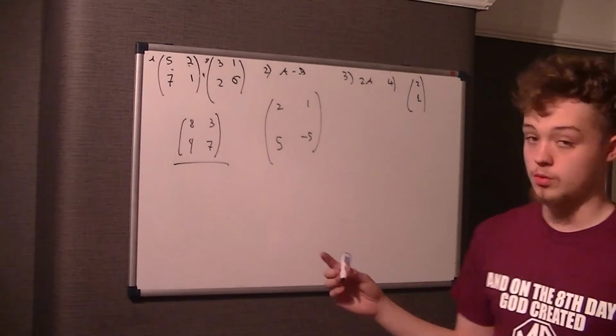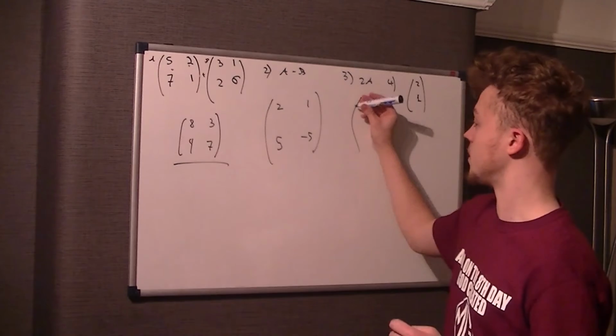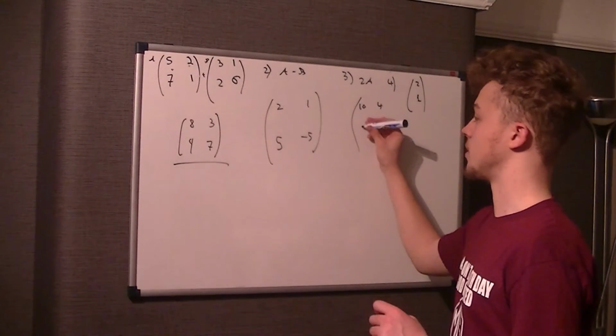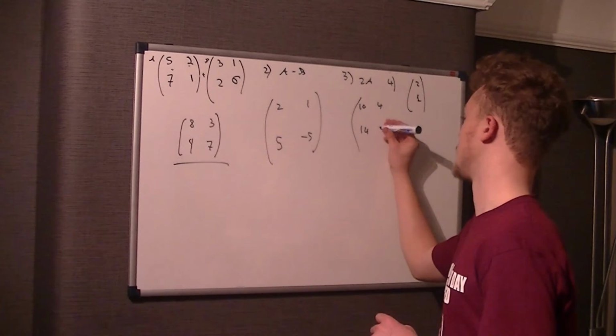2A, well, you just 2 times the individual terms, okay? So it's 2 times 5, which is 10. 2 times 2, which is 4. 2 times 7, which is 14. And 2 times 1, which is just 2.